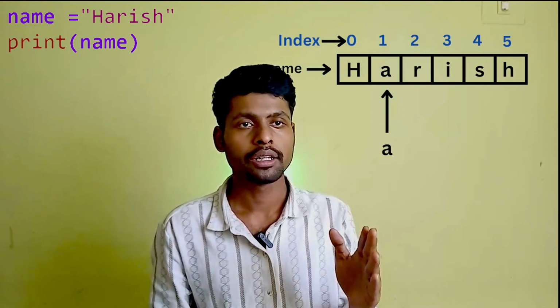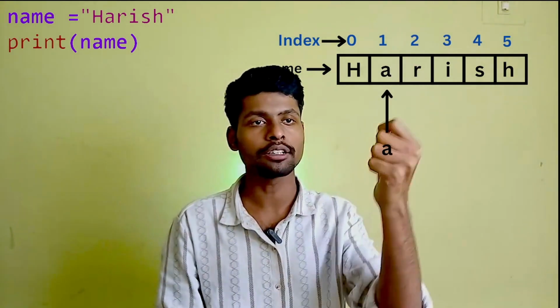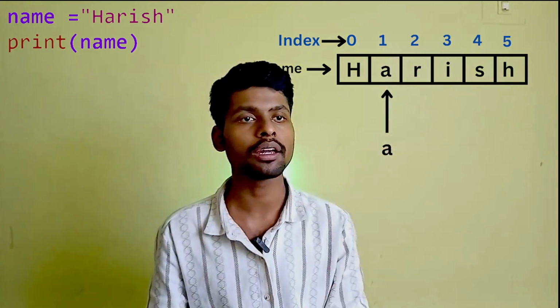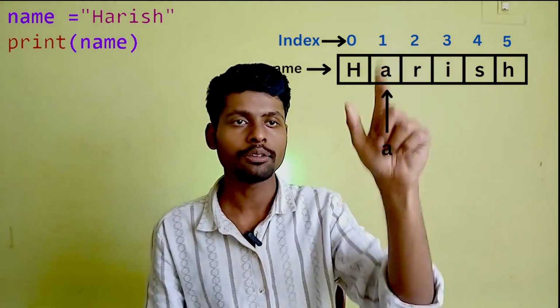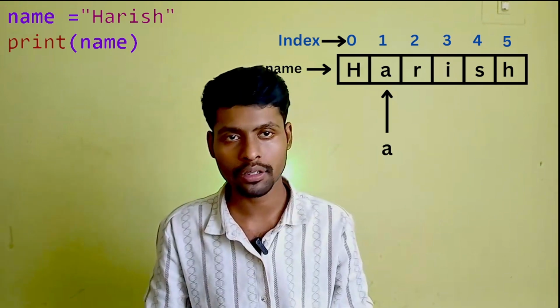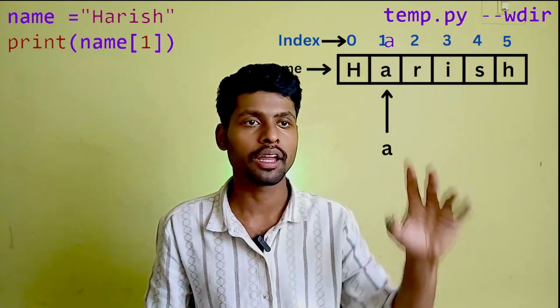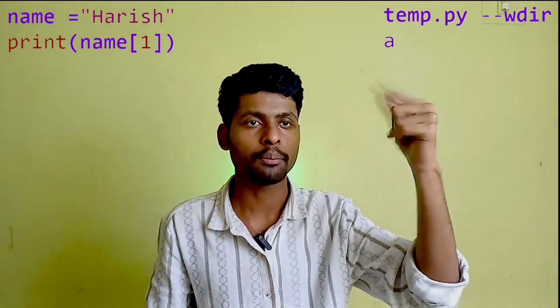Now it is possible to print a specific character from the string using the index. Let's write the code. Now I want to print the a character. The index value is 1, so using the index value, I'm going to print the a character. If you see, the a got printed.